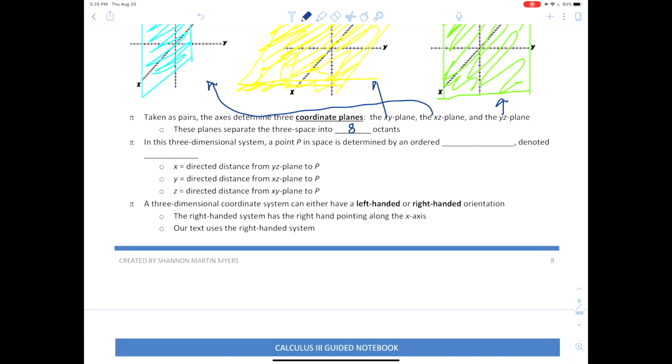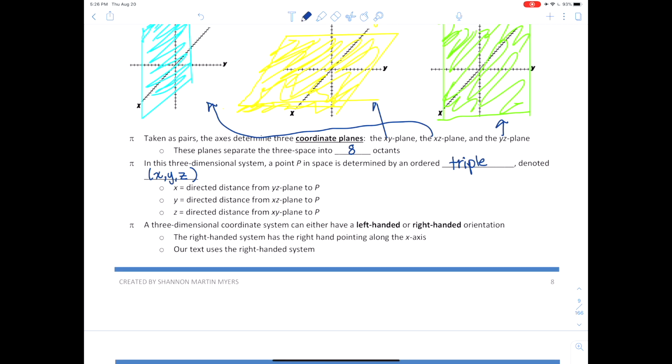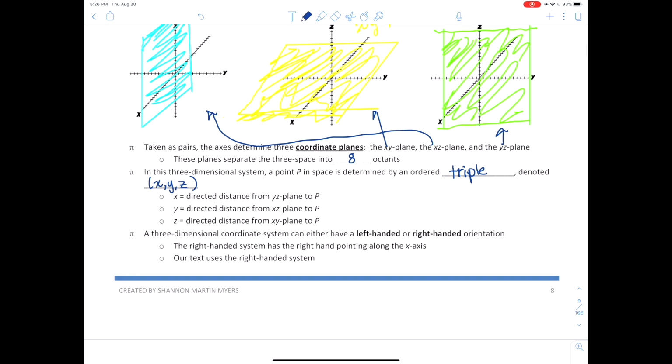In this 3D system, a point P in space is determined by an ordered triple, and that is denoted (x, y, z). So x is the directed distance from the YZ plane to some point P. y is the directed distance from the XZ plane to some point P. And z is the directed distance from the XY plane to some point P.